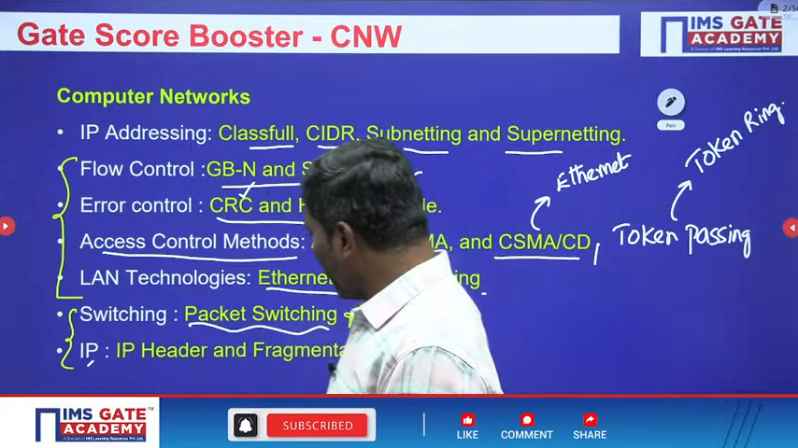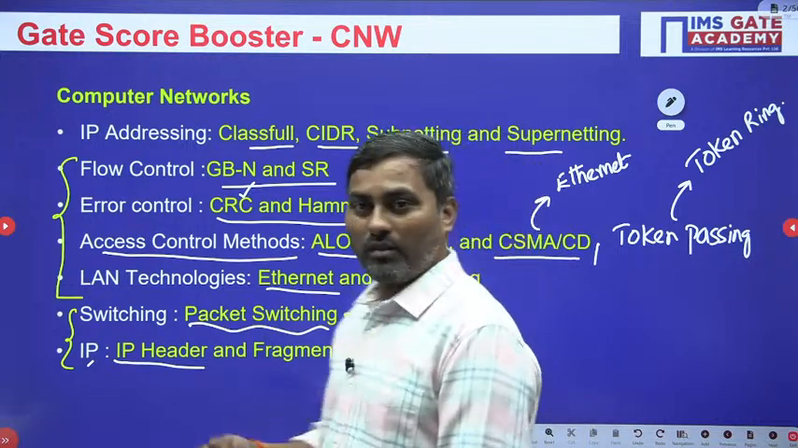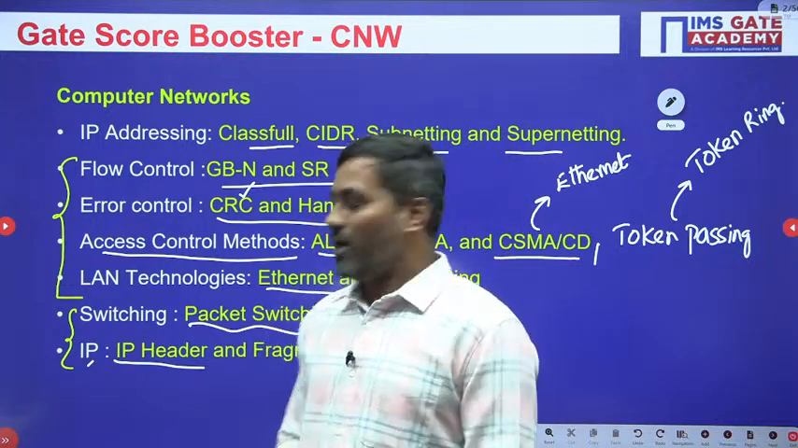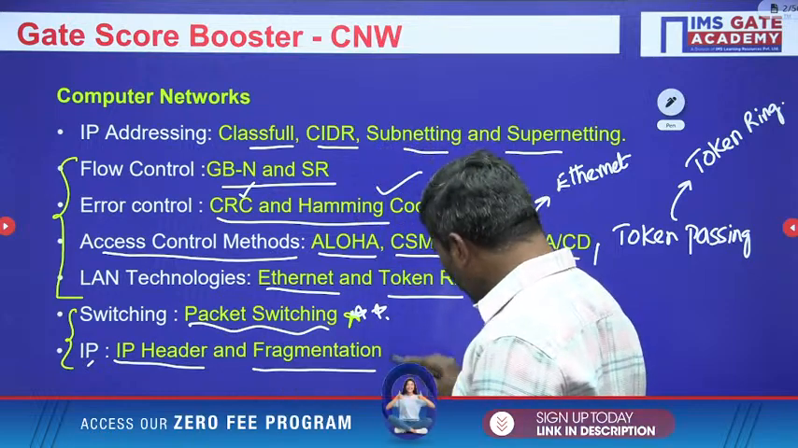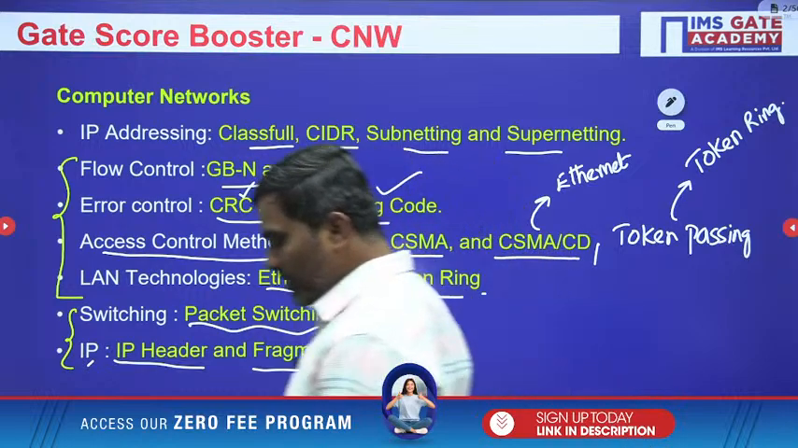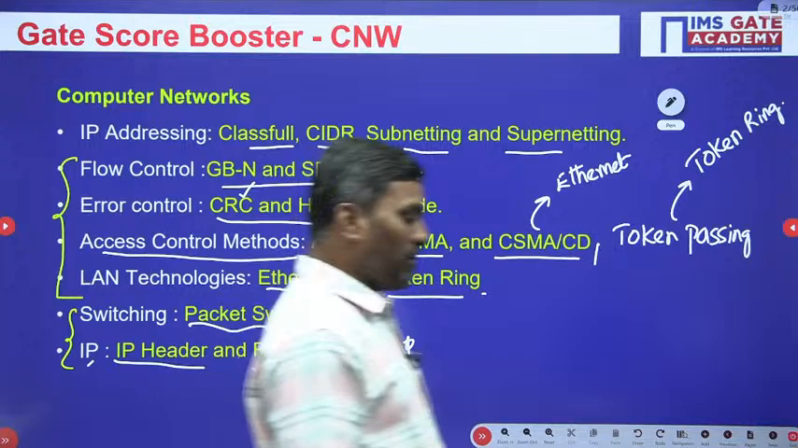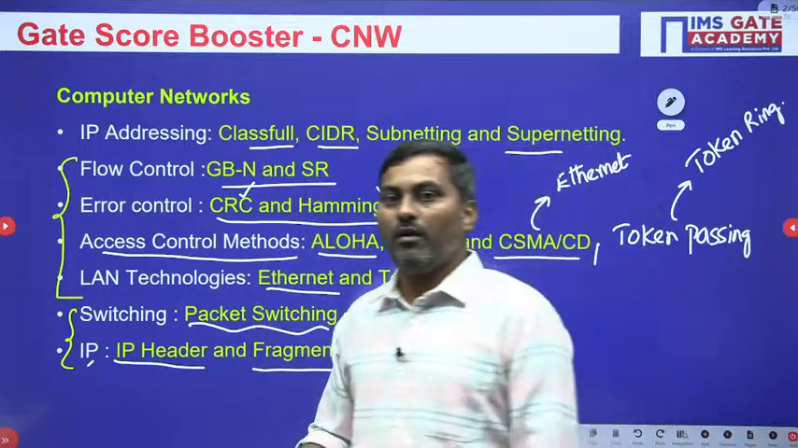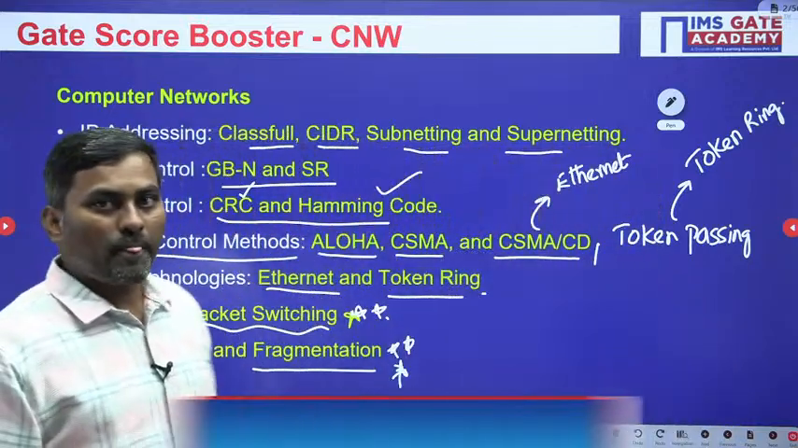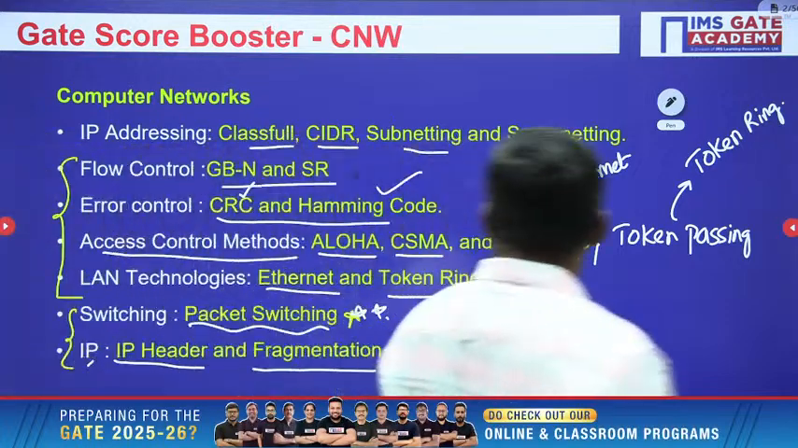Now coming to IP, especially you should focus more on the IP header format, all the header fields of IP, as well as fragmentation. It is also an important topic. Generally, we perform fragmentation on routers, the intermediate routers, because we do segmentation at the source, while fragmentation we do at routers in a network.